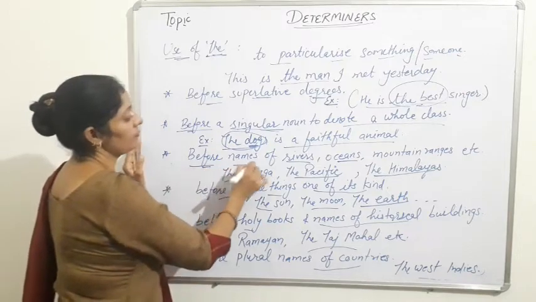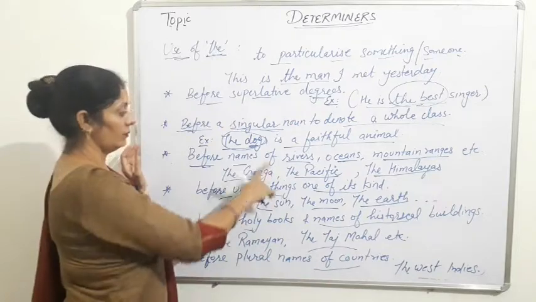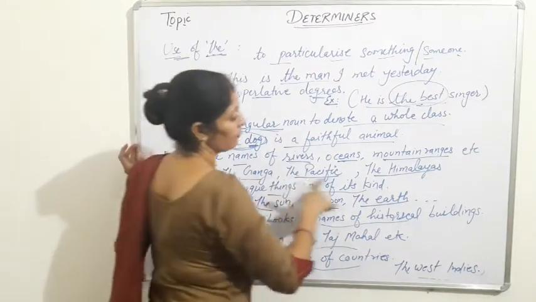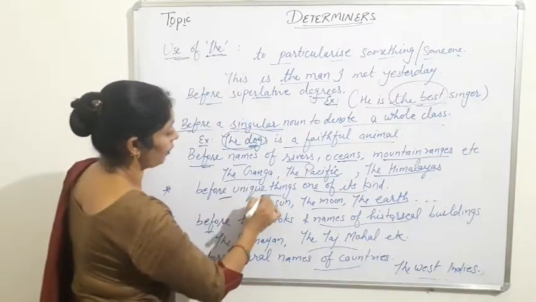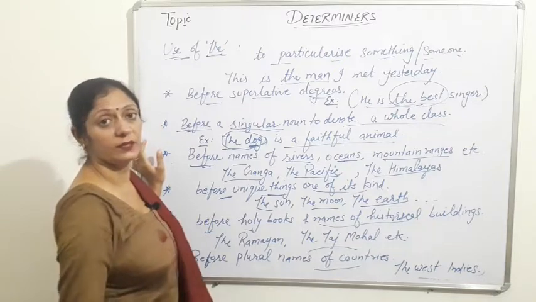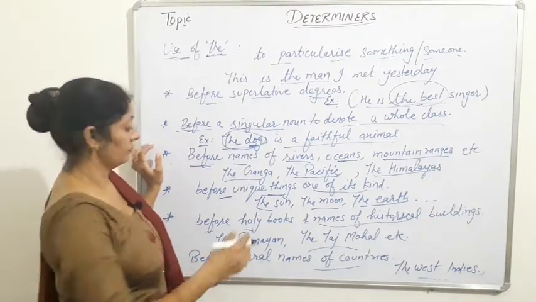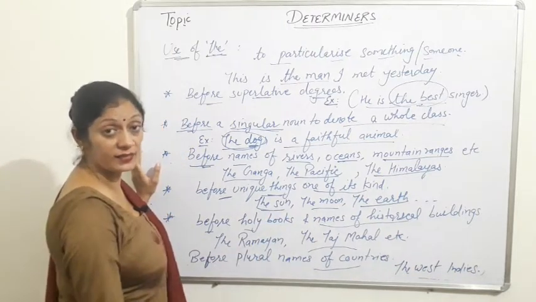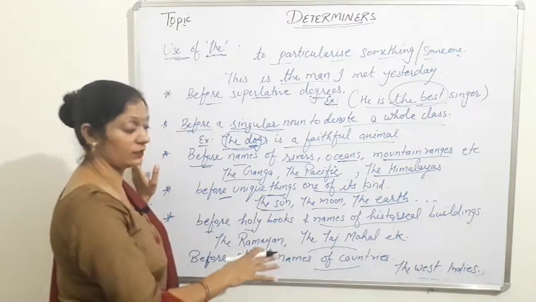Next one is before names of rivers, oceans, mountain ranges, because these are unique. The Ganga, the Pacific and the Himalayas. Next one is before unique things, one of its kind. It means natural objects which are unique. The sun, the moon. The sun rises in the east, the sun sets in the west. The moon, the earth, these are unique.